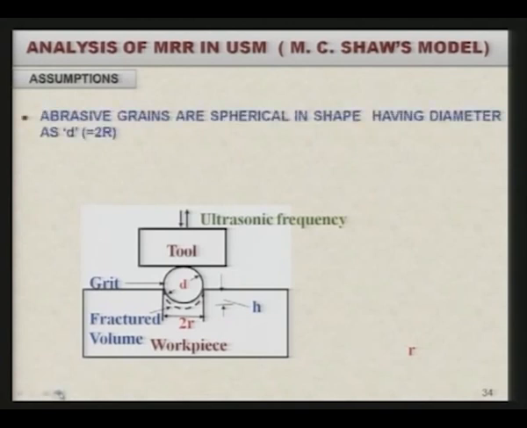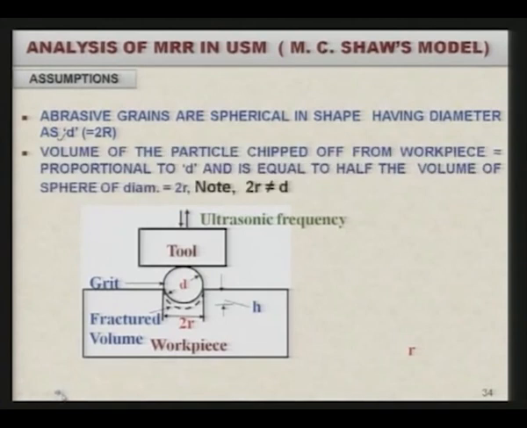Let us see. Here it is assumed that all abrasive particles are spherical in shape and they have the diameter as small d, which is equal to 2r, where R is a capital R. The volume of the particle chipped off from the workpiece is approximately equal to half the volume of a sphere of diameter 2r, where note that 2r is not equal to d. This will be very clear from this particular diagram.